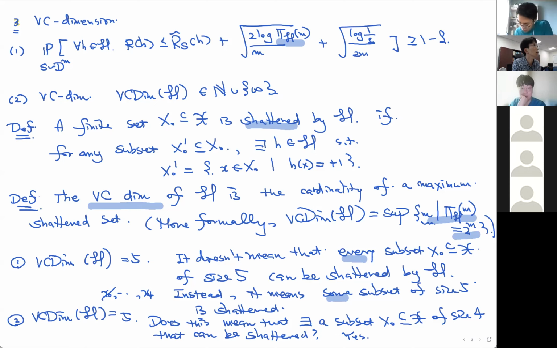Now the third thing, which we will show: we introduced this VC dimension. Now, how can you use this VC dimension to get a generalization bound? And the generalization bound we can achieve is the following.